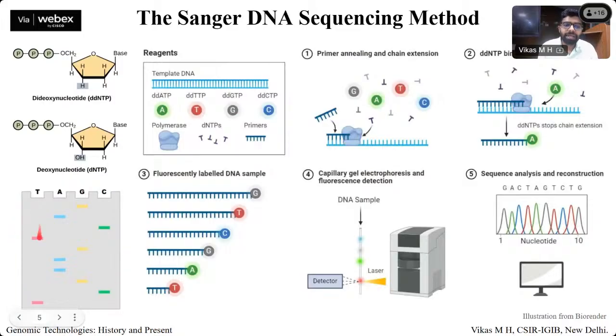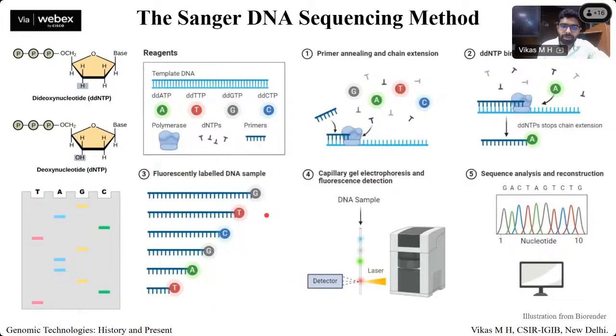So when we separate the DNA fragments in our sample, we will be able to see that, okay, at T, there is a fragment right here that has traveled the farthest. So we know that T is there at this particular sequence and at this length. Now when I try to look for my DNA sequence, it starts from here, right? So I know that the sequence is T, C, G, A, like this. So this is how it was done manually.